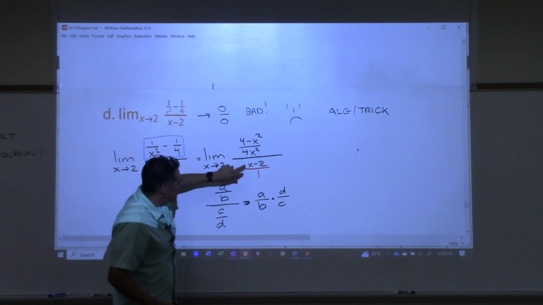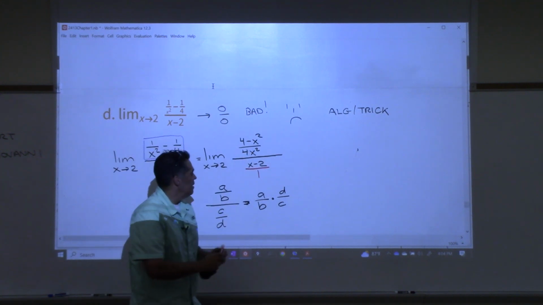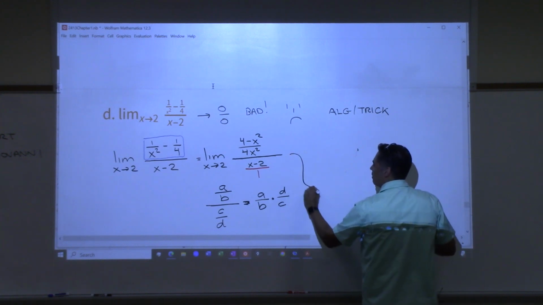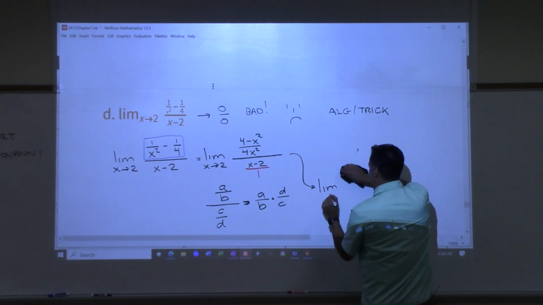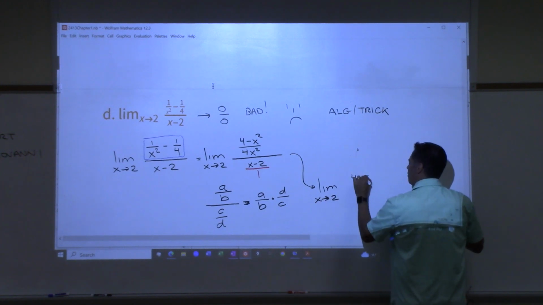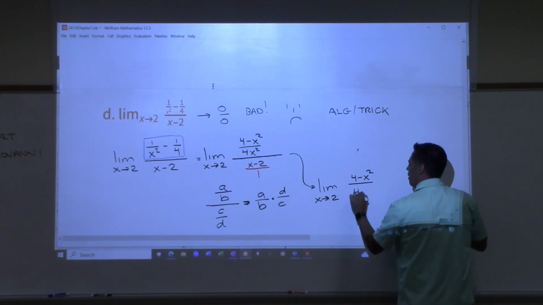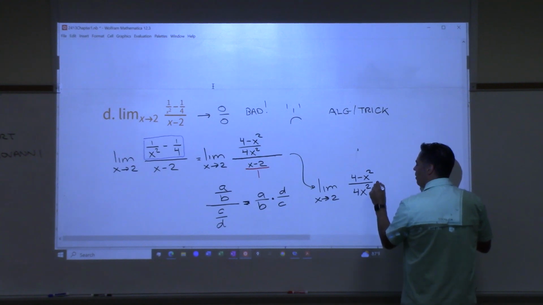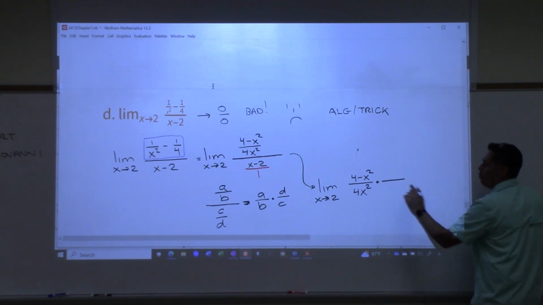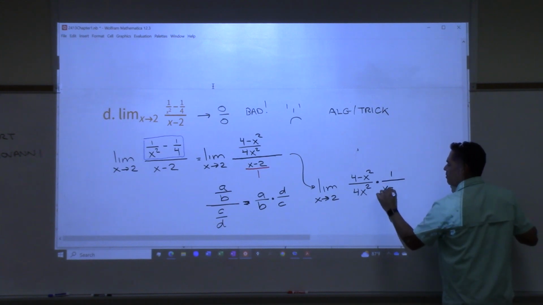So I can rewrite this by flipping that one like that. And that's going to be my next line. I didn't want to do it without at least showing it once. It's going to be something I do frequently in here. So I have 4 minus x squared over 4x squared. That's the top fraction, I'm leaving it alone. But now it's times what? 1 over x minus 2.